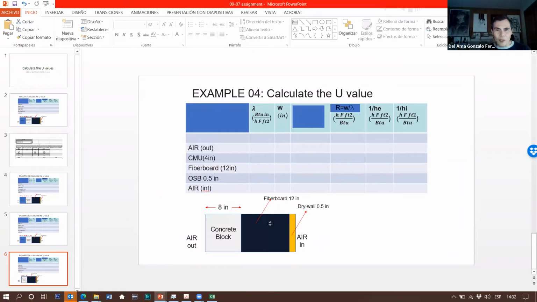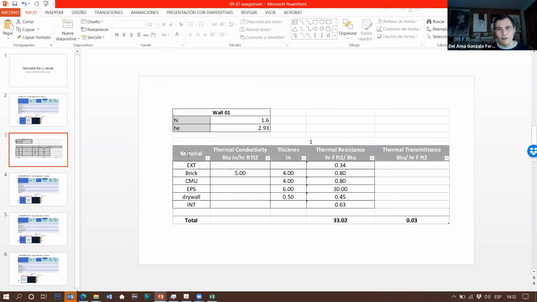And this is the final one. This is a different example. We have an 8-inch concrete block, a 12-inch fiberboard, and then we have drywall. Okay, so at the end, what do you have to submit? You have to submit a table like that with 4 different walls.